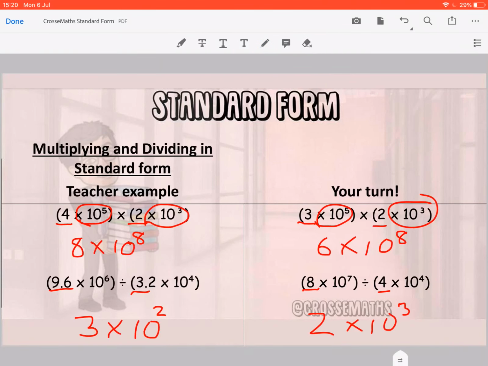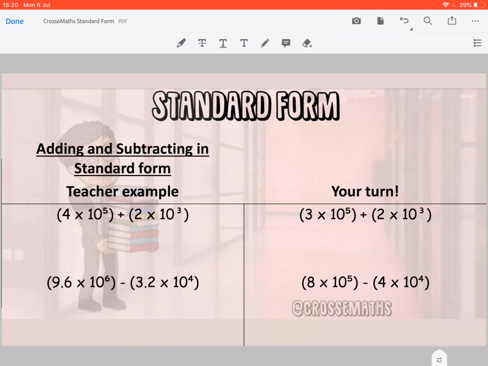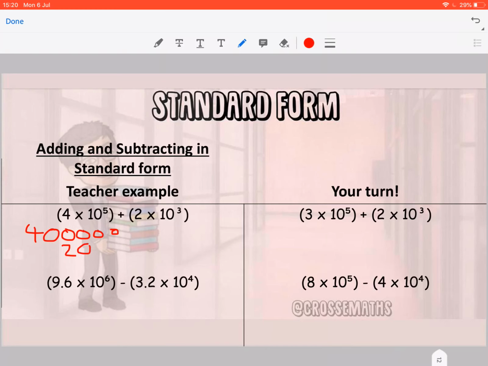Really easy. Okay, so adding and subtracting is a little more difficult, only because you've got to put them as long numbers first. So I'm going to write these as long numbers, okay? You've got to put them as normal numbers, add them together, then put them back in standard form. So I got 4 times 10 to the 5, that's 4 with 5 zeros. And I got 2 times 10 to the 3, that's just 2 with 3 zeros. If I add those two together, I get 402,000. If I want to put that back into standard form, my standard form number is going to be 4.02 times 10. The decimal point would have to move over 5 spaces.